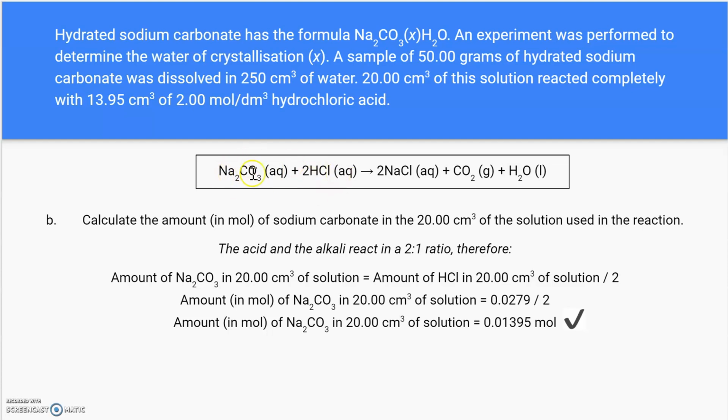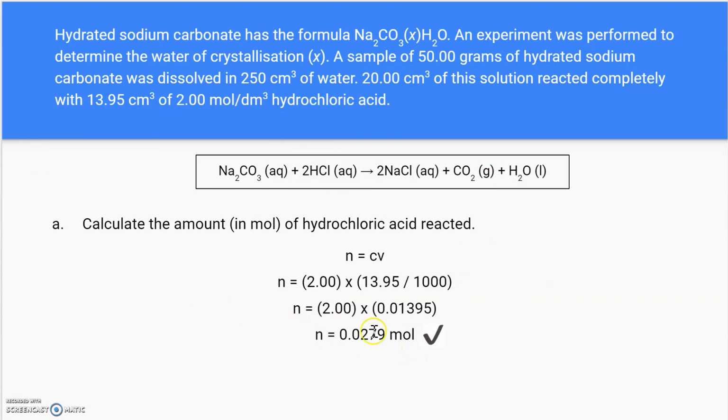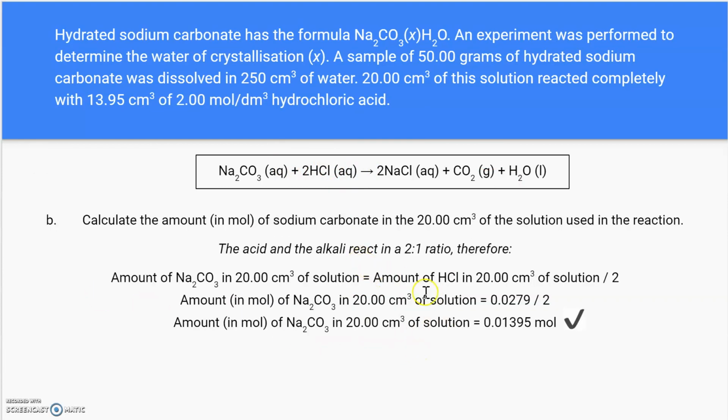So based on this molar ratio and taking this mathematical relationship into account, we're able to determine that the amount of sodium carbonate in the solution that is reacting is equal to the amount of hydrochloric acid divided by 2. Now, we already have that amount of hydrochloric acid from the previous exercise, so we just need to take that amount and divide it by 2, and that will give us the amount in moles of sodium carbonate, as we're taking advantage of the molar ratios of the reactants. In the end, this amount is 0.01395 moles of sodium carbonate in the solution.